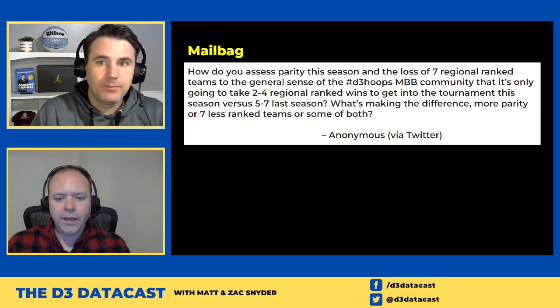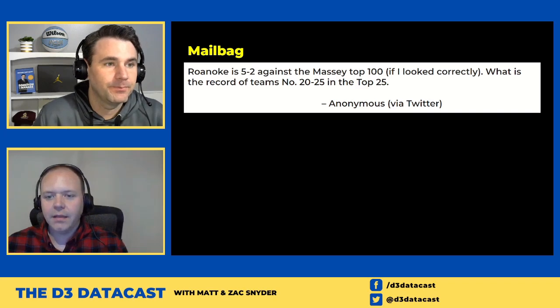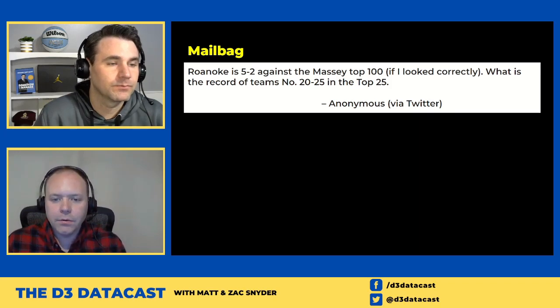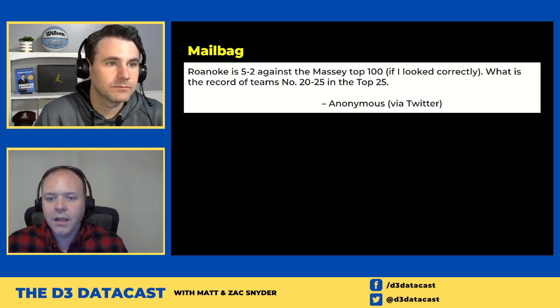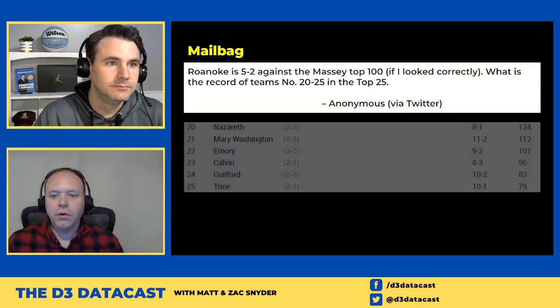All right, we have one more mailbag question that also came from an anonymous follower on Twitter. This one's asking about Roanoke, who is 5-2 against the Massey top 100, if I look correctly. And yes, user, you did look correctly. I verified that. What is the record of teams 20 to 25 in the top 25? So obviously someone very interested in Roanoke here.